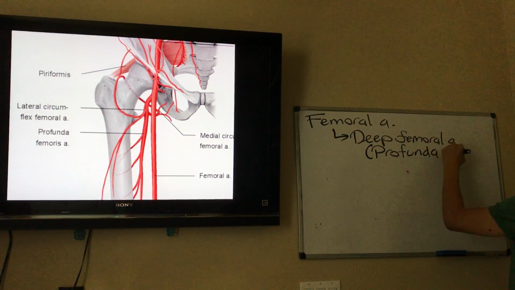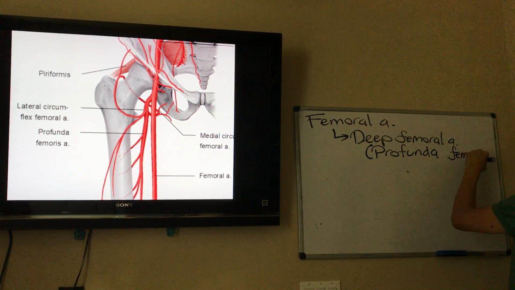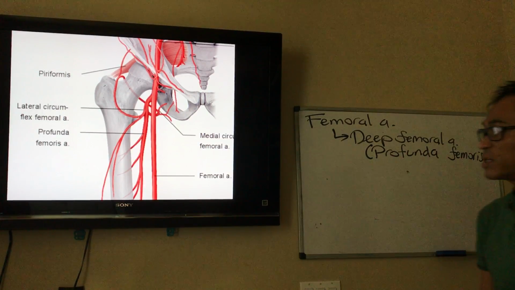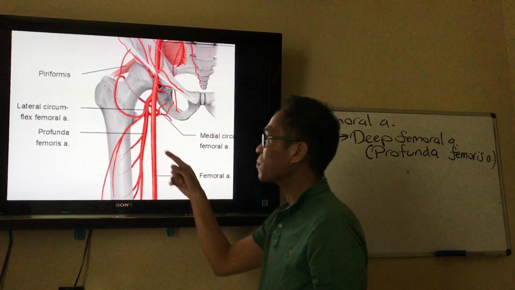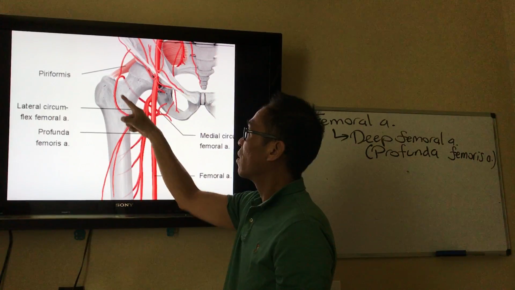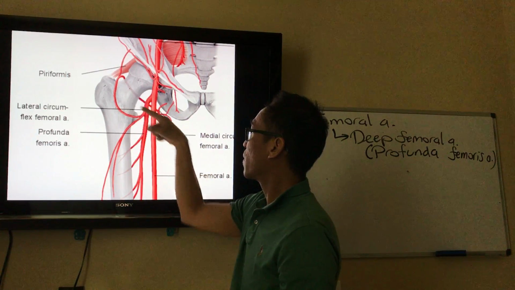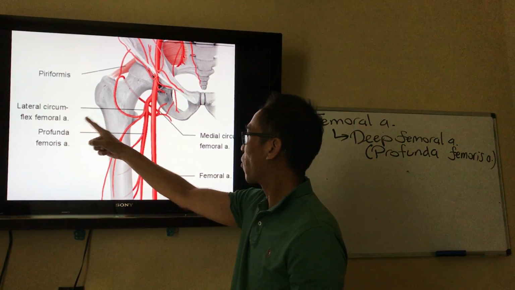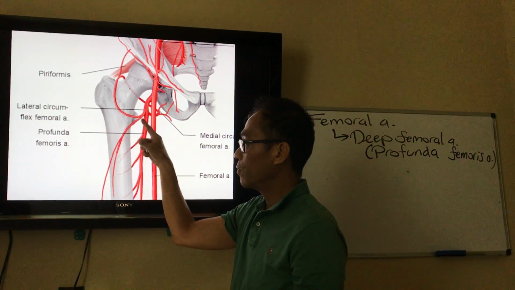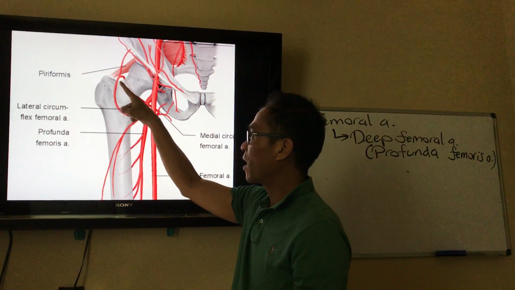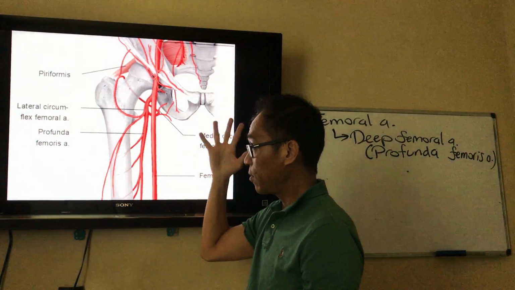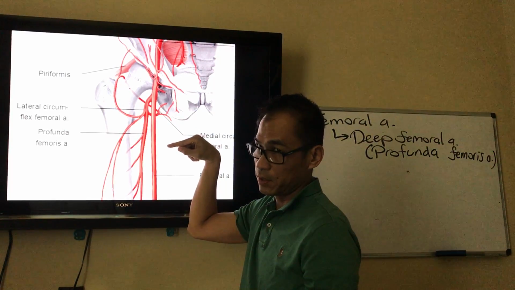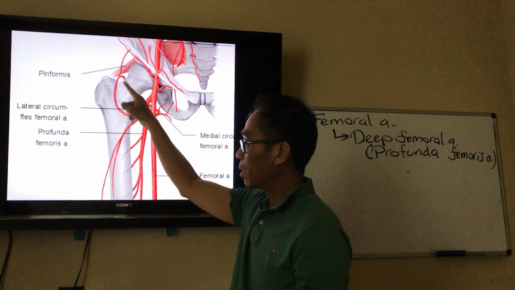Profunda femoris artery. Same thing. Now on this picture you can see there's some branches of the deep femoral. This one here and this one here. There's the medial and the lateral circumflex femoral. There and there. Know those as branches coming off deep femoral. And notice how they connect around femoral neck. That's called an arterial anastomosis, to form a loop around the femoral neck.